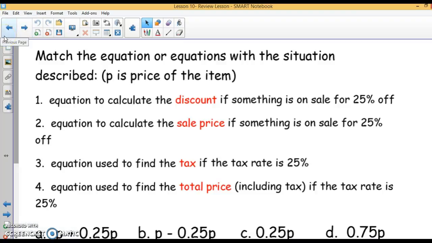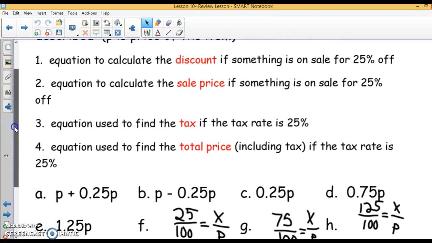All right. I'm going to scroll this up after I read the directions, and then I want you to pause and do this. Match the equation or equations with the situation described. P is the price of an item. Now, I will tell you, there could be more than one equation that would work for each one of these situations. So think about it. I'm going to scroll up so you can see everything.